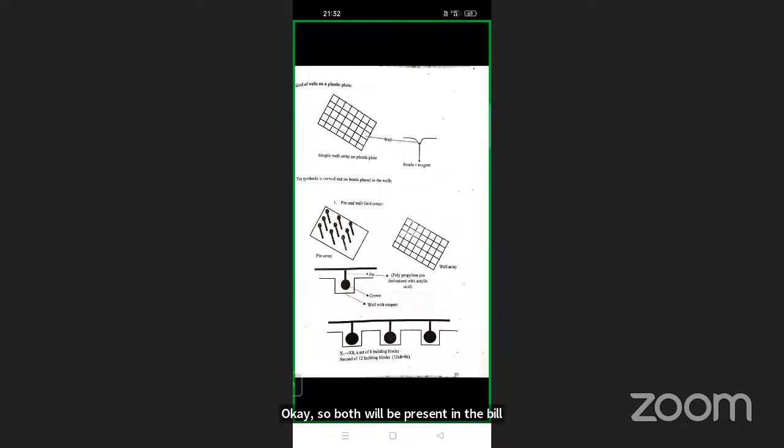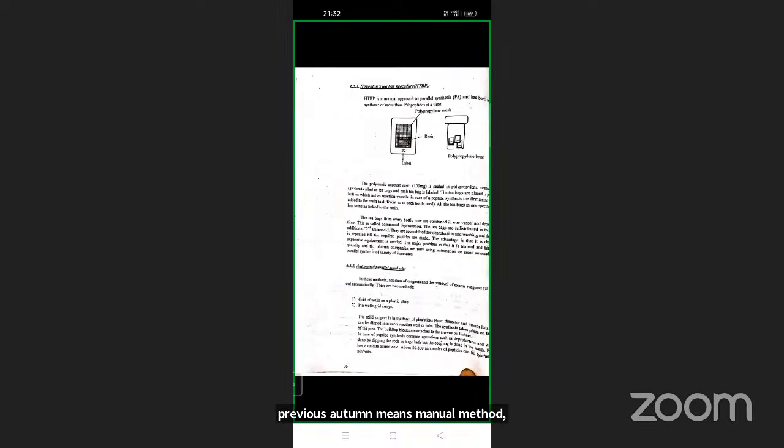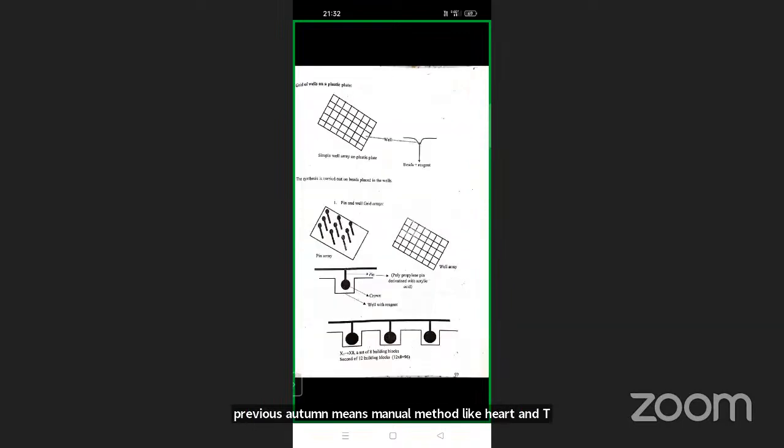In the previous manual method, like the hot and tea bag method, the reagent is added outside. After the completion of the reaction, we are adding the reagent. But here, the reagent is added before going to the reaction. And the next one is the pin and well grid arrays.